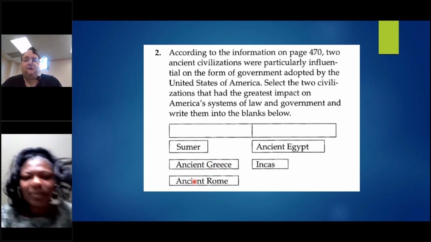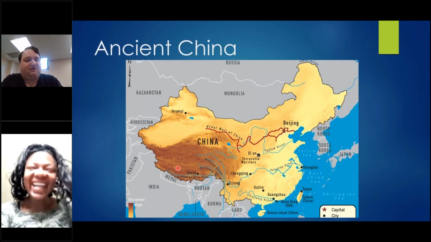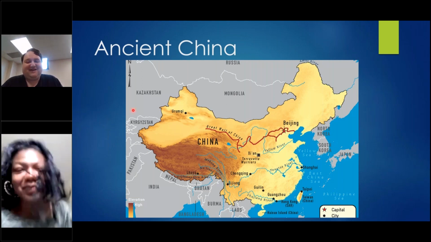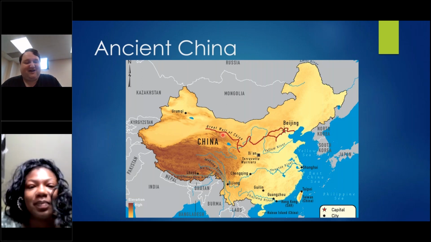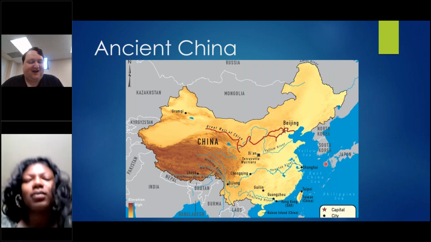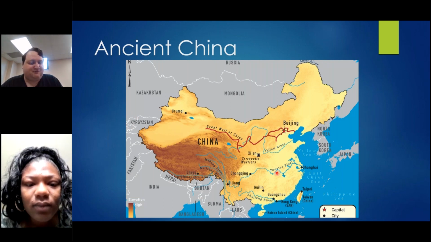Now we're going to go to another part of the world. We're going to go to China. Ancient China, this is the big region that's colored here. You can see the Pacific Ocean off to the right. You have Russia and Mongolia up to the north, and other parts of Asia, Pakistan, India, Kazakhstan off to the left. But China is this big, brightly colored region in the middle here.